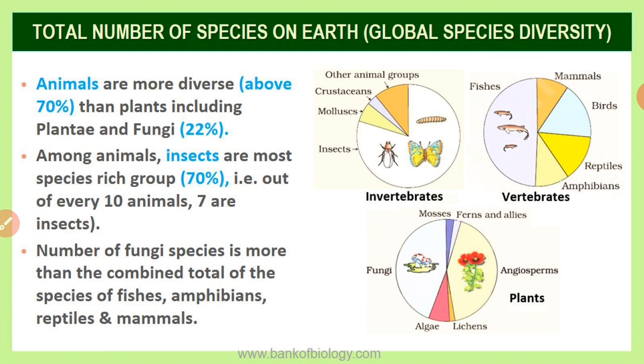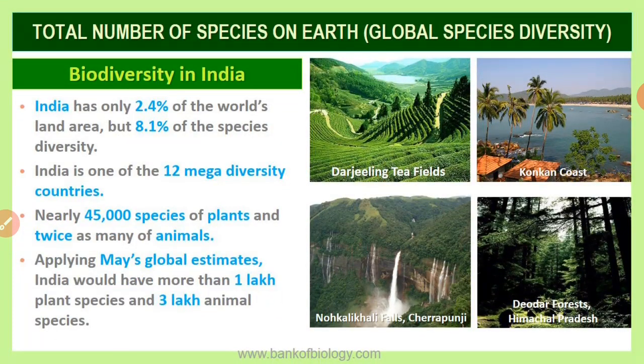Then the number of fungi species is more than the combined total of species of fishes, amphibians, reptiles and mammals. So the chart they have given you, the pie diagram they have shown you, shows the invertebrates, vertebrates, and also the plants. The latest estimate is about 8.7 million species on the earth, with 6.5 million species found on land and 2.2 million species dwelling in the ocean depth. This is all regarding the world.